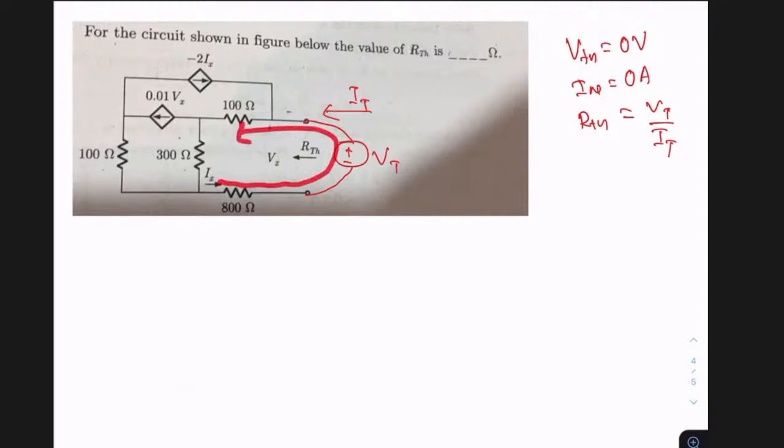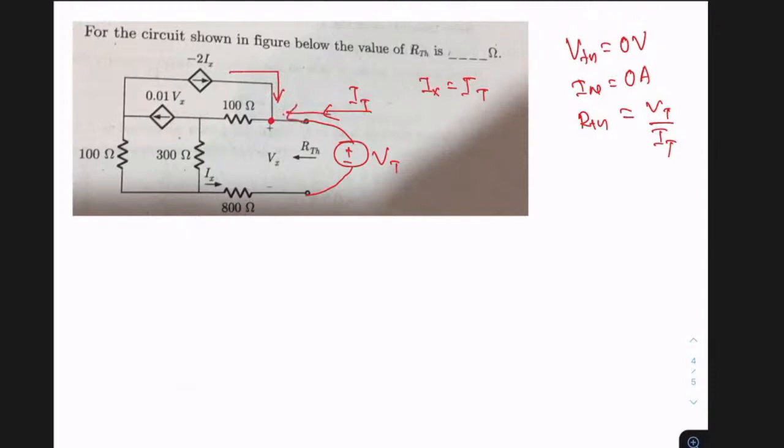So what I can tell by observing the circuit is that in this particular circuit, IX equals IT, because it is the same path, no? This is the same path. IX is equal to IT. And then, if I observe this particular node, from this segment minus 2IX is coming, and from this segment this IT is coming, right?